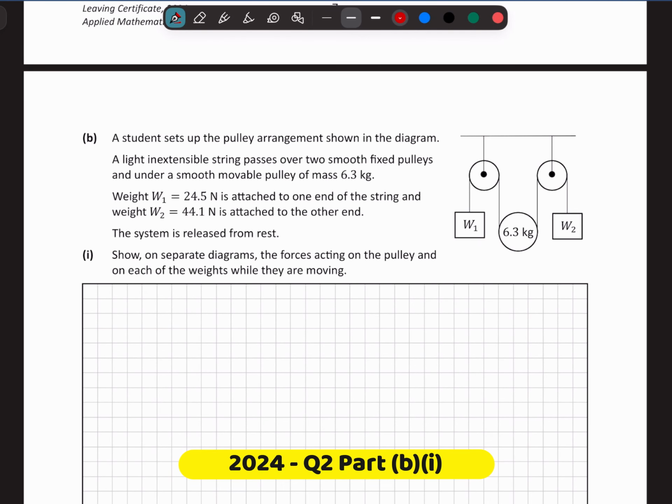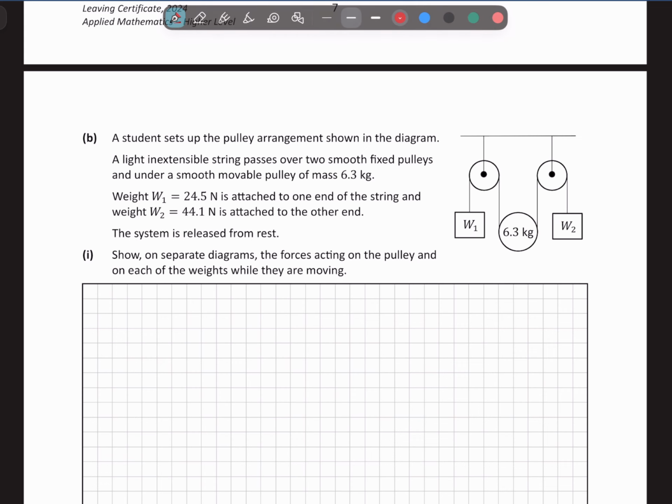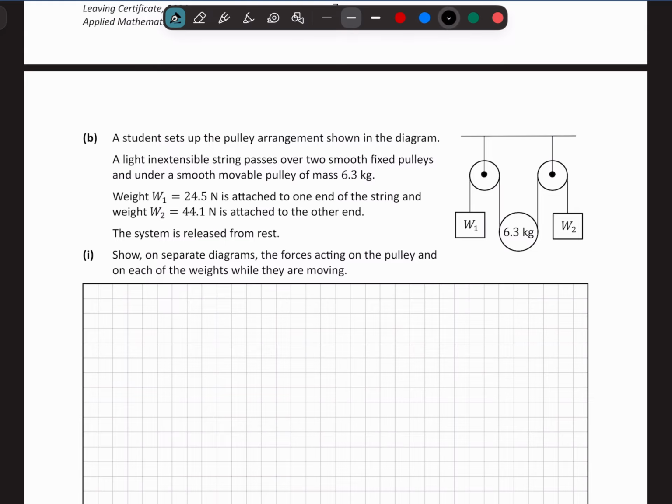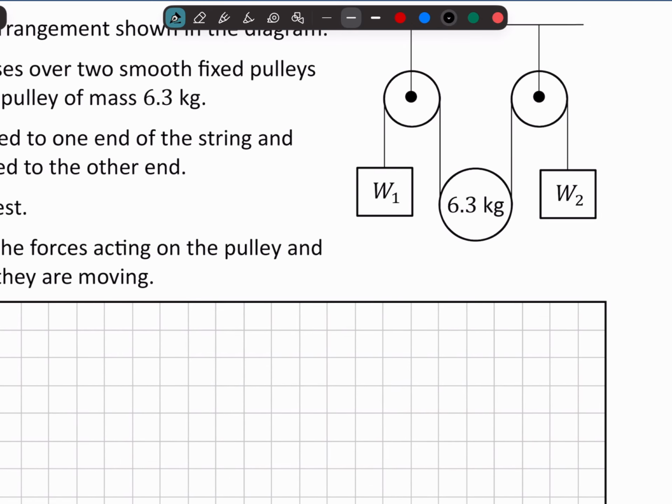2024 question 2 part B. So here we've got some pulleys set up as shown, and we're told that there's an inextensible string passes over them. We're given the 2 weights in newtons in the question, and we're told that the smooth pulley in the middle is 6.3 as shown in the diagram. System's released from rest. What we're going to do with this is we're going to assume always, it doesn't really matter, it'll work out and tell you if you assume wrong.